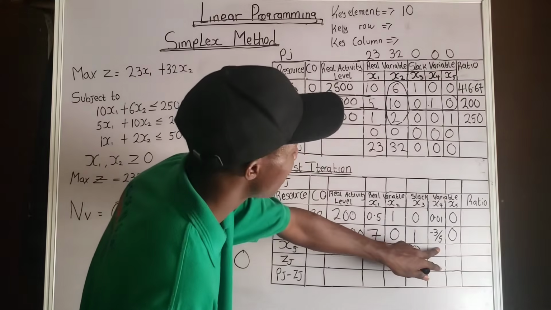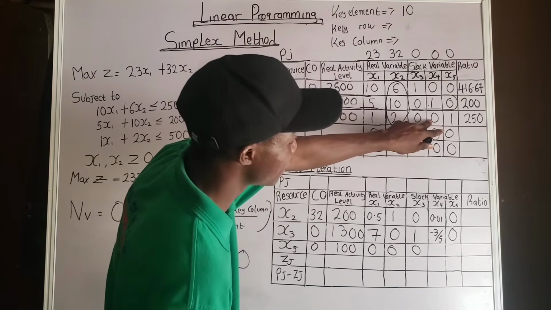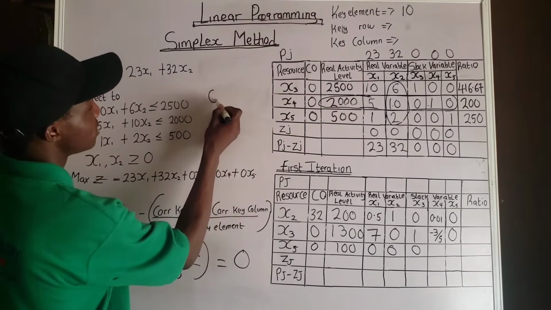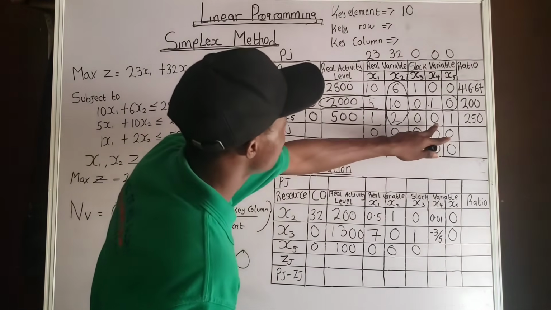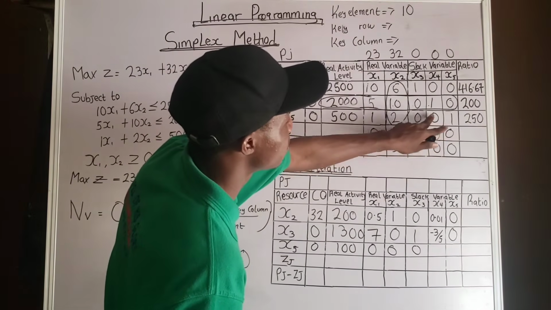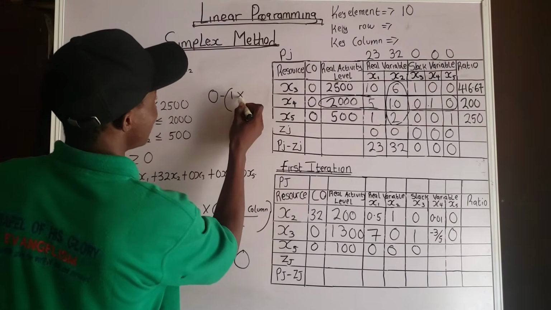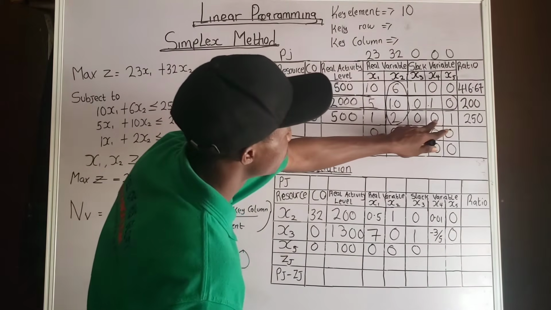Okay, let's get the new value of these cells. Don't forget that the old value of these cells is what? 0. Now to get the new value, we are going to have the old value, which is 0, minus the corresponding key row element, which is 1. That is 0 minus 1 multiplied by the corresponding key column element. We are going to trace it from this 0 to the key column element.